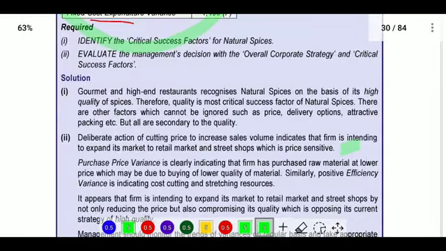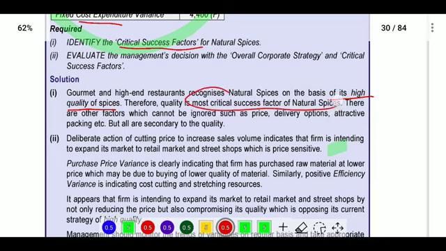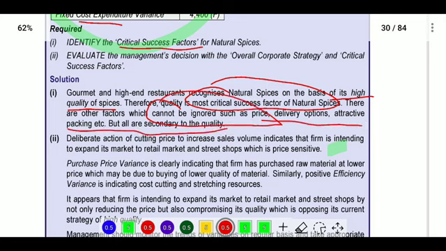What is there in the answer? In the answer, first one, what is the critical success factor? Here, government and high-end restaurants recognize natural spices on the basis of its high quality spices. Therefore quality is the most critical success factor of natural spices. There are other factors also which cannot be ignored, such as price, delivery option, attractive packing, etc., but all are secondary to the quality, so they must maintain this also.